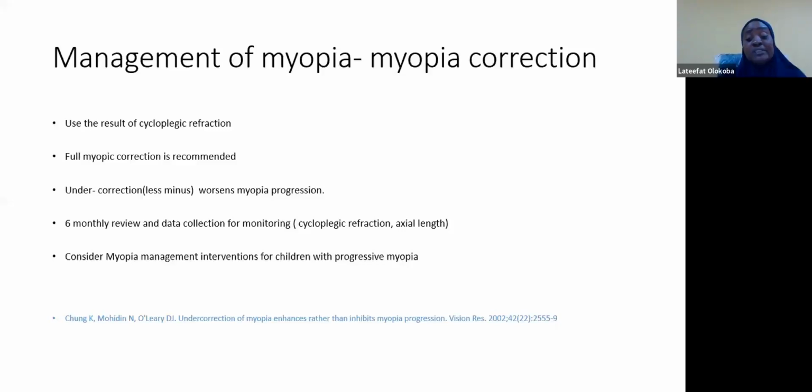A child is diagnosed to have progressive myopia when the child has an increase in myopic correction of 1 diopter or more over a period of 1 year. So when a child comes for cycloplegic refraction and axial length measurement, and it is checked at 6 months, a progression of 1 diopter or more over a period of 12 months is suggestive of progressive myopia, and such a child should be considered for myopia control interventions.